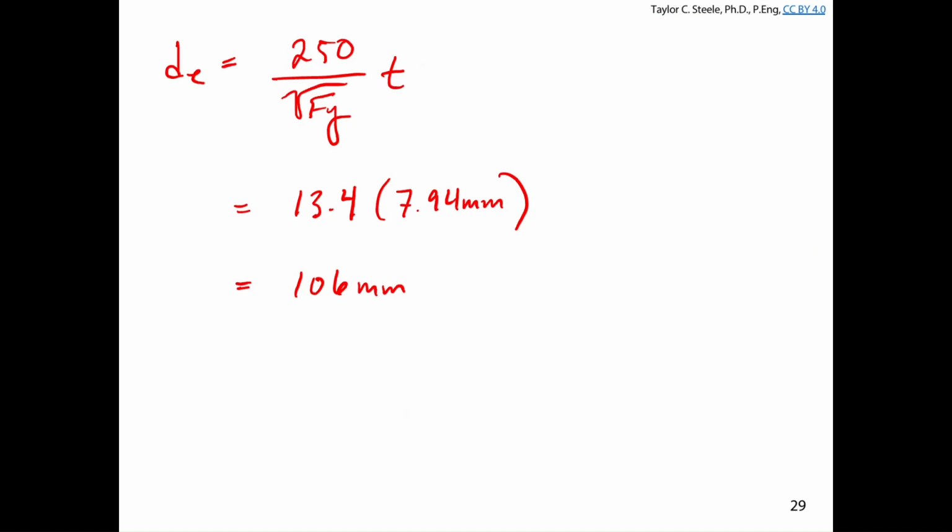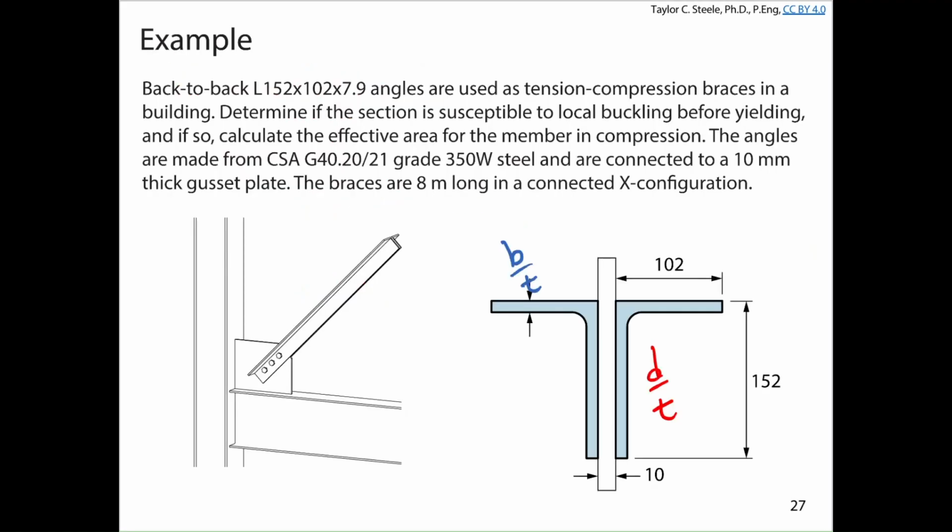That's not that different from B, right, the short leg. And one of the things that might tell you is that for compression calculations, maybe you don't want to do a 102 by 152. Maybe you would just do a 102 by 102, right? In that case, both legs would meet the Table 1 requirements and you wouldn't have local buckling. But it is common to have a slightly longer leg to fit some bolts in and stuff.